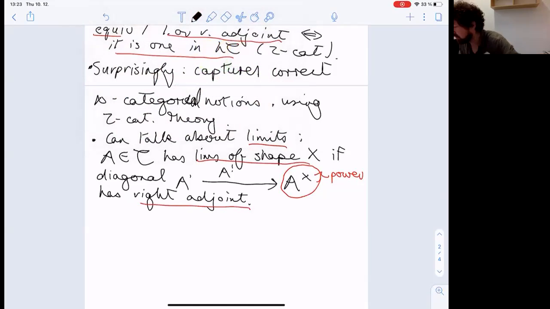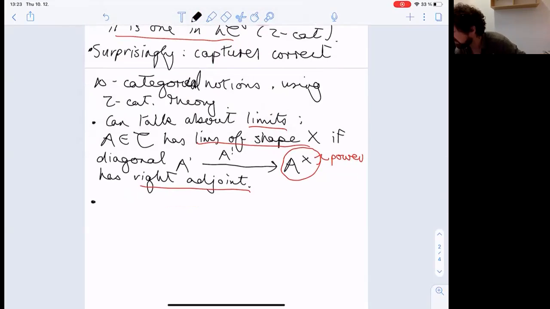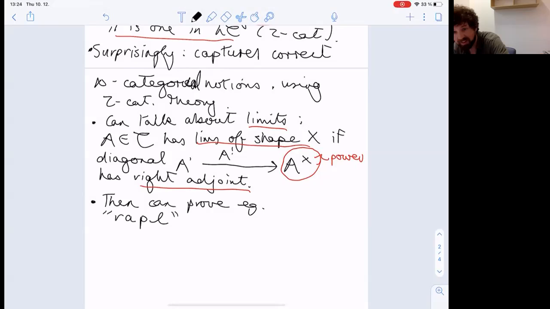So what we're doing here is very easily defining all these infinity categorical notions, just using a bit of 2-category theory, and then we can prove, for instance, things like, I'm going to use this terrible abbreviation that I never use myself, RAPL: right adjoints preserve limits. You can prove it just using the usual 2-categorical proof.